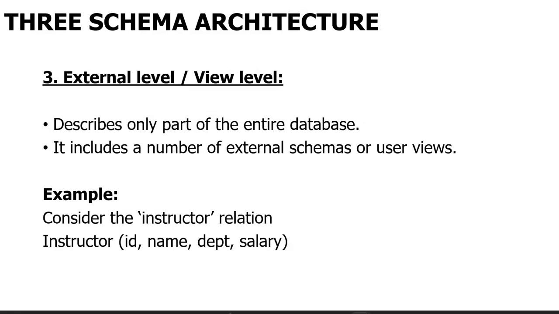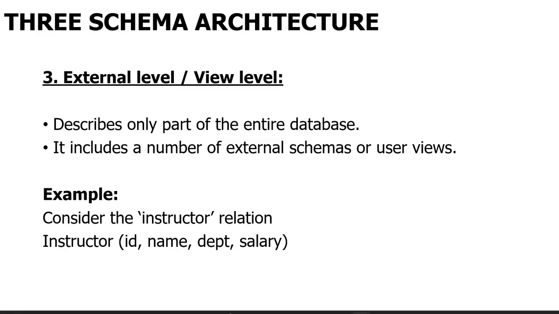Now ending up with your last level, which is your external level or view level. I told you that all the processed final data can be viewed in your external level by the end users. So the abstract view will happen in the external level or view level. Only a part of the entire database can be described, and it includes a number of external schemas or user views also. The example given here is that instructor is a table. If you give instructor ID, name, department, salary, the entire table's ID, name, department, salary will be viewed and shown to you.